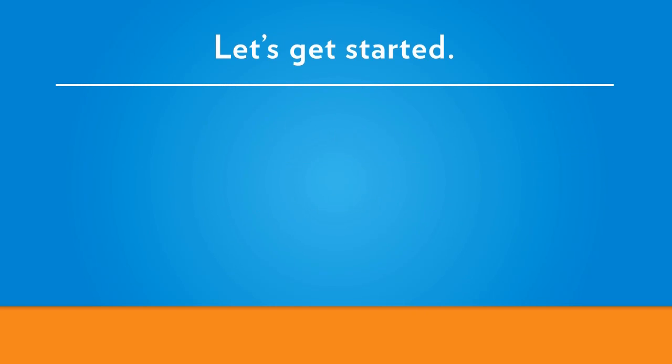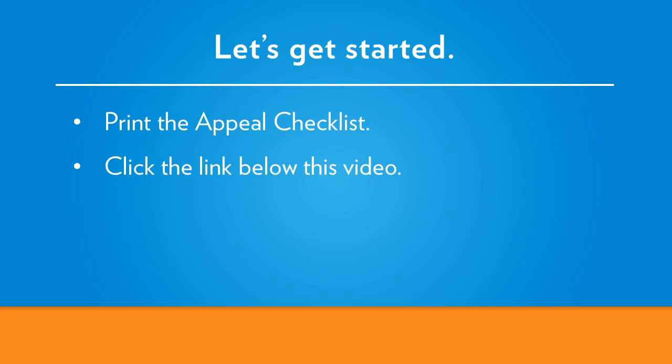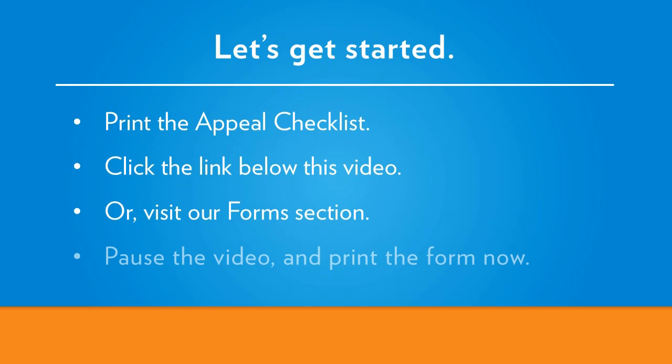Let's get started. The first thing you'll need to do is print out the appeal checklist. Under this video, there is a link to the checklist. This form can also be found in the Forms section of representmyself.com. Pause this video now and click on the link. Once it is open, print the page and then come back and press play to resume this video.